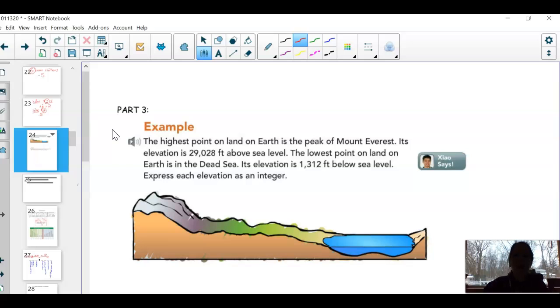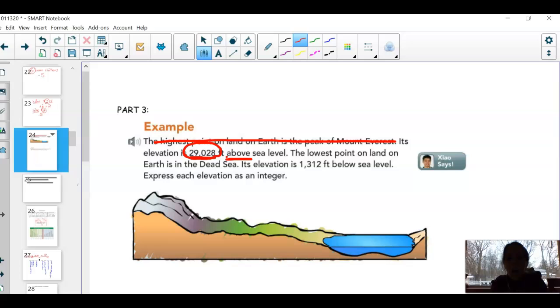Okay, so it says the highest point on land, on earth, is the peak of Mount Everest. All of this is context. Todo de esto es contexto. Okay, there is no important math information in there. Its elevation, altitude, okay, is 29,028 feet. So there's my number. Aquí es mi número. Above, abajo, sea level.